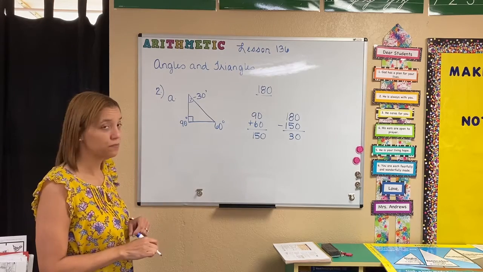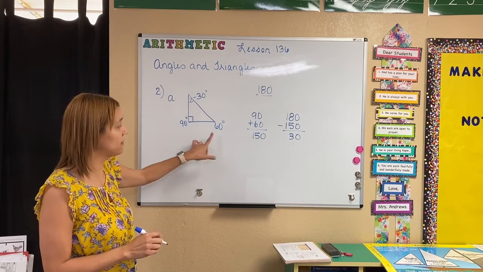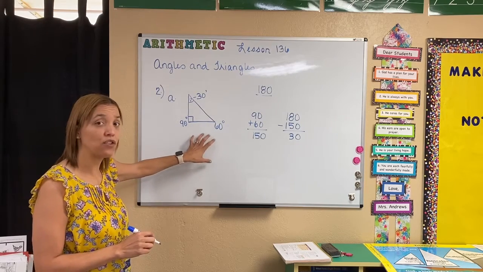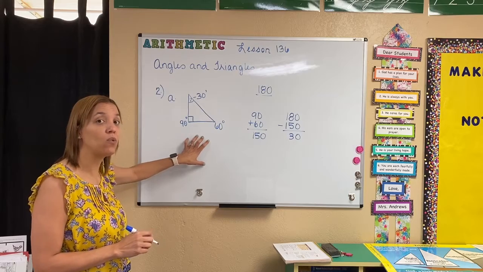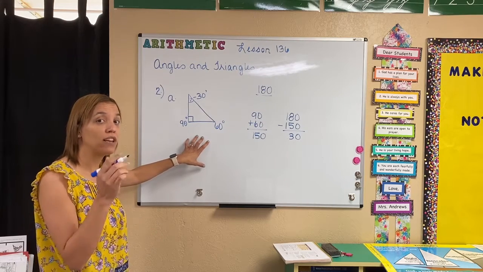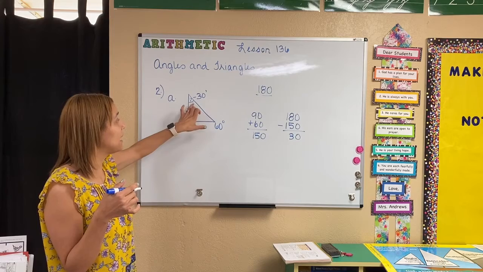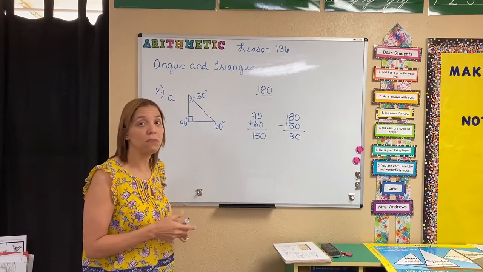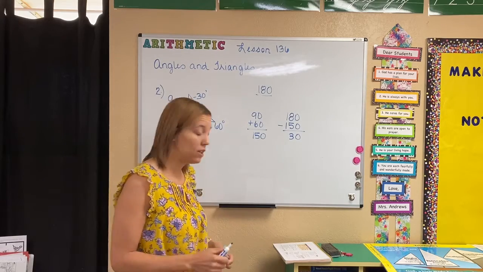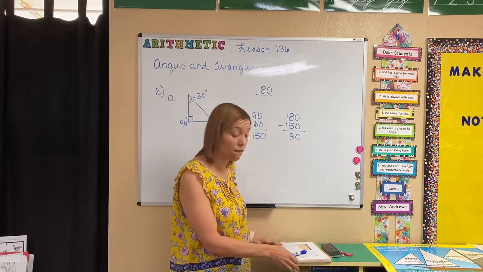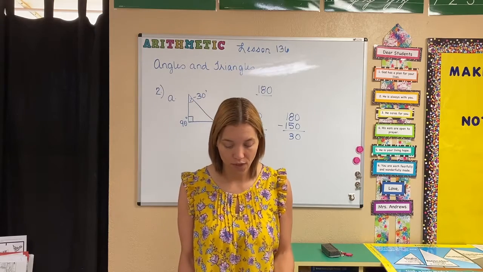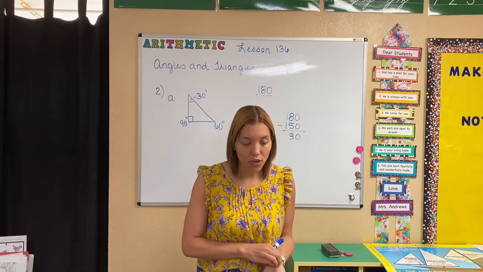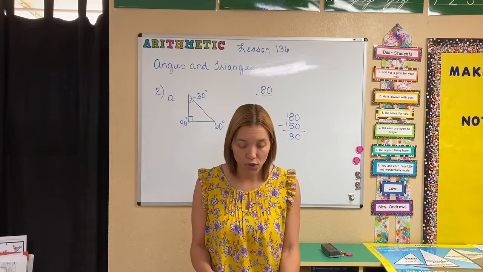Okay, so you add the quantities that you're given, and after you add them, you subtract that from 180. Whatever is remaining is what the third angle is going to be. Okay, so that's number 2, letter A. The rest you can do on your own. And we're going to move on to number 3.